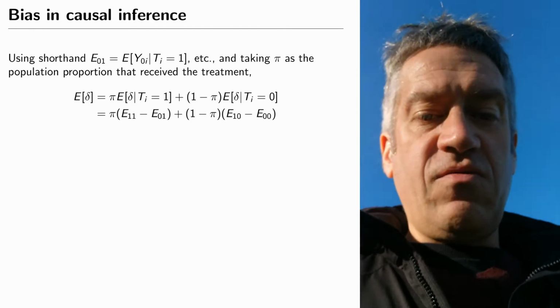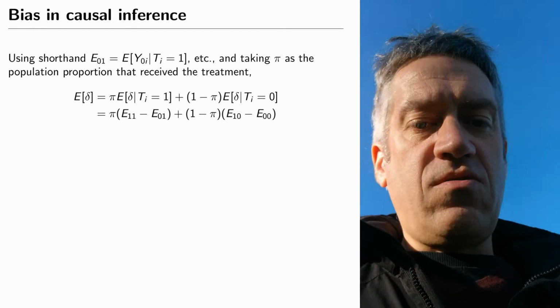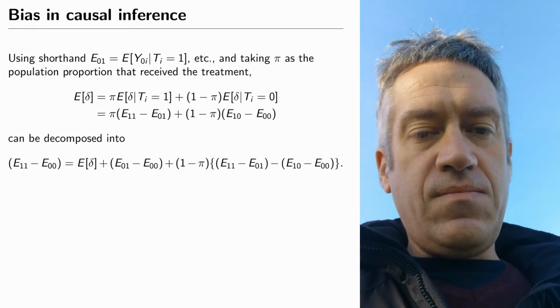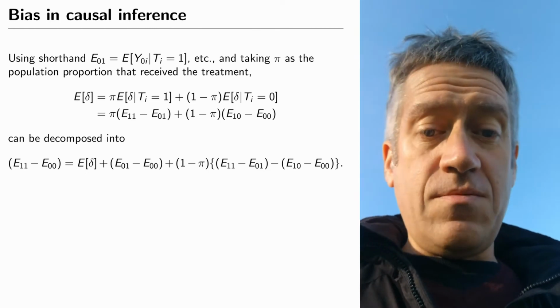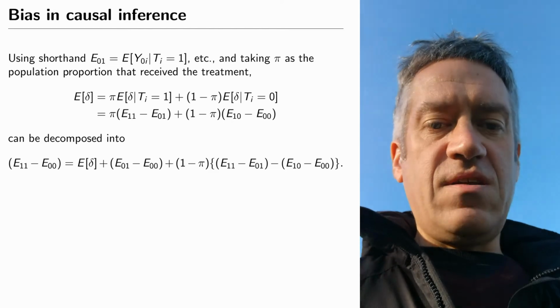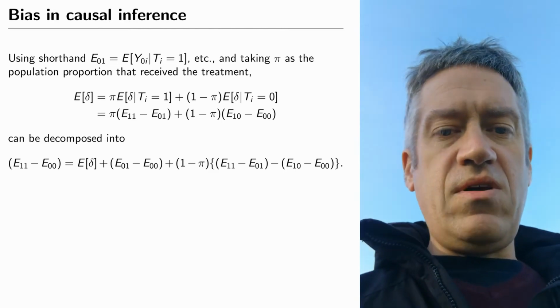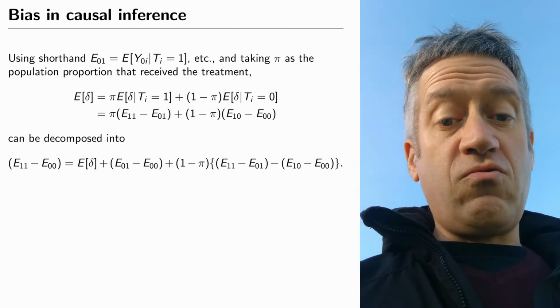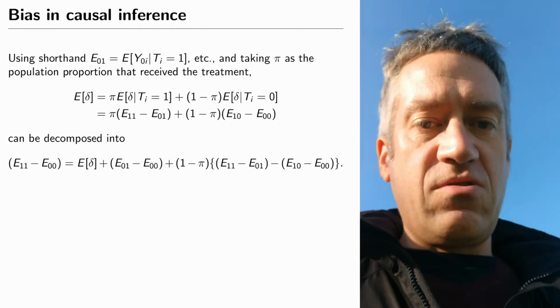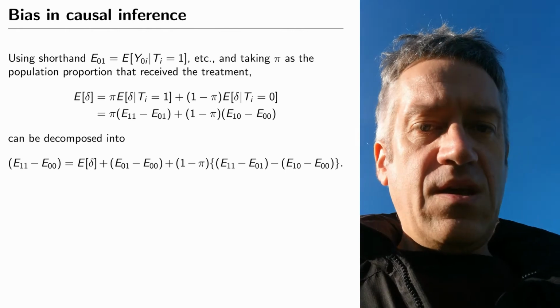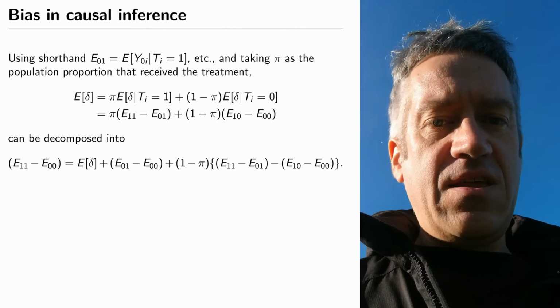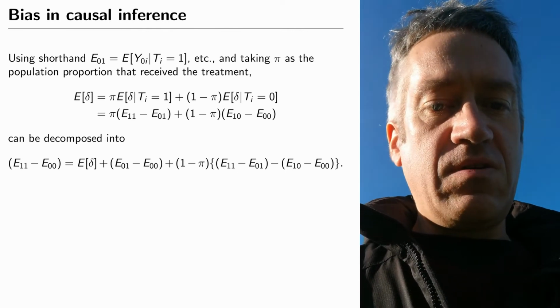So we can then look at what happens if we use E11 minus E00 as our estimator for the causal effect. That is the average salary with a degree for those who have a degree minus the average salary without a degree for those who do not have a degree. Because those are the two observed quantities. And we can subtract them and take that as our estimate of the effect of having a college degree.